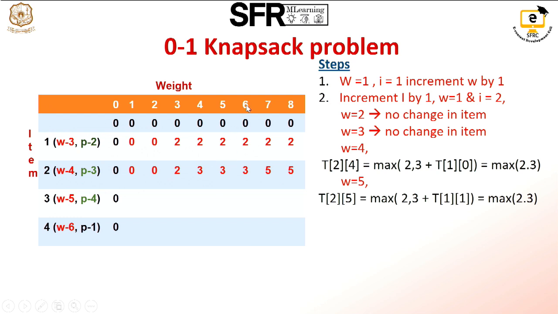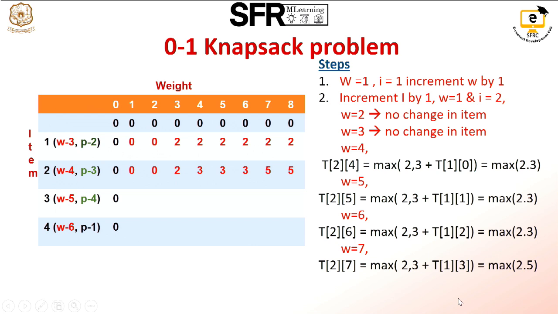Again we increase the weight by 1, weight is equal to 6. So we have to fill up this cell, the maximum of the previous value 2 and our new value 3 plus T of 1, 2, that is 6 minus 4 is equal to 2. So second column, first row, that is also 0, so no change.